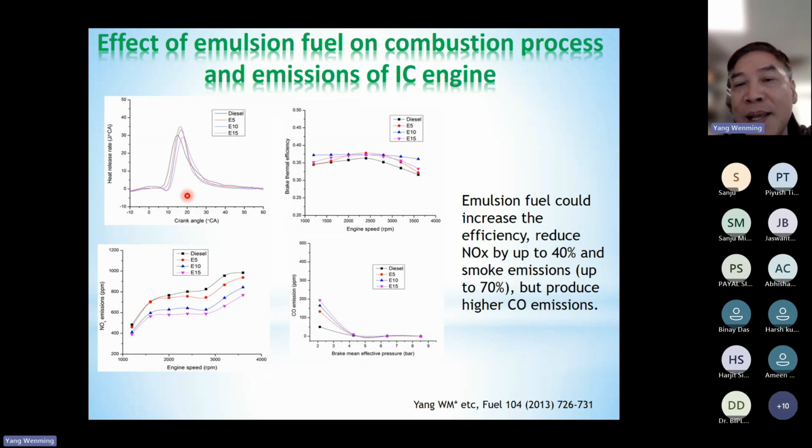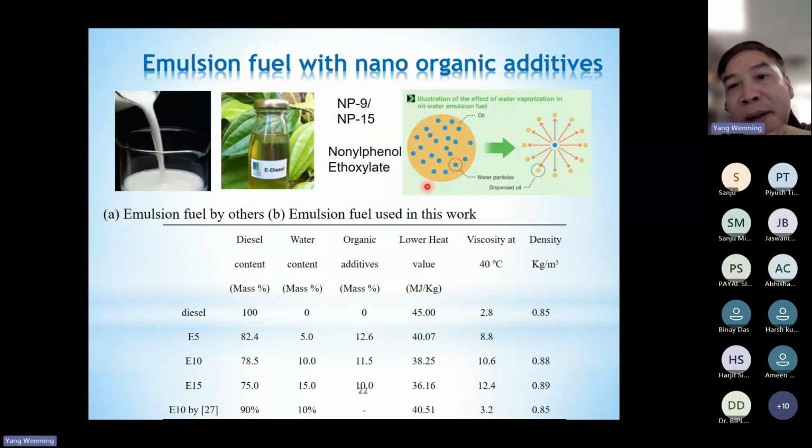Which means once ignited, the combustion process will be faster, but also the ignition delay time is longer. However, once ignited, the combustion process will become faster, become shorter. This one again, you can use the macro explosion to explain, because it can promote the mixing between the air and fuel, and also can increase the fuel evaporation rate. So once ignited, the combustion process will be faster.